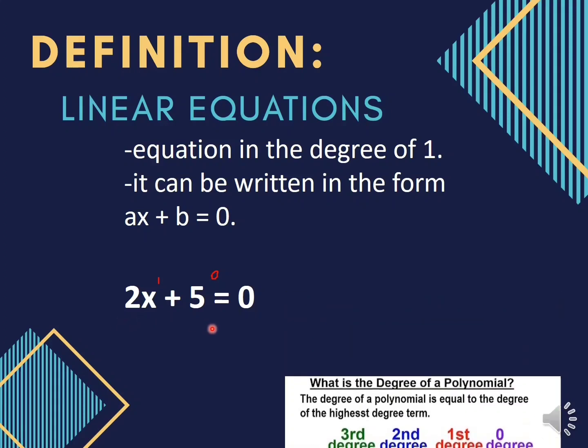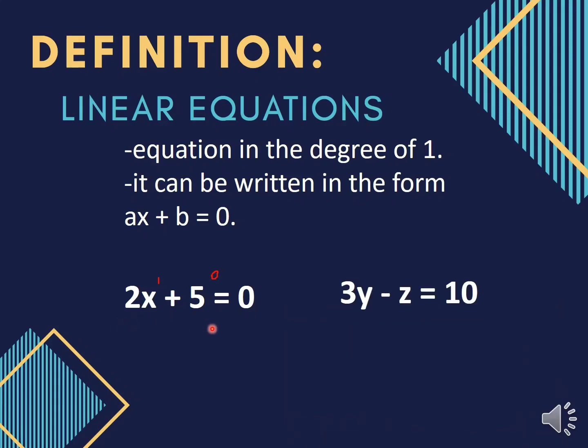Next, let us have another example. We have 3y minus z is equal to 10. Now, is it in the degree of 1? Yes, very good. So y is 1 and z is 1 again, and 10 is 0. So the highest degree is 1. Therefore, it is again an example of a linear equation.